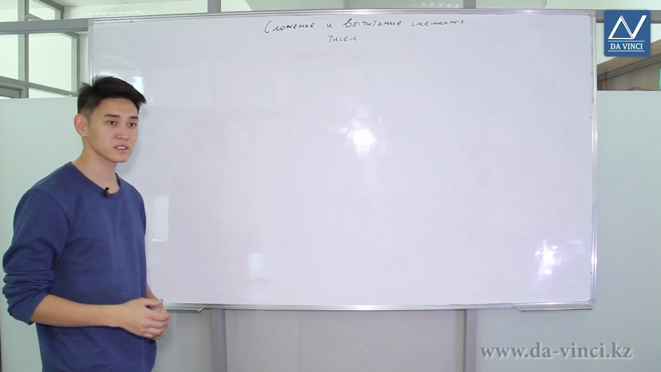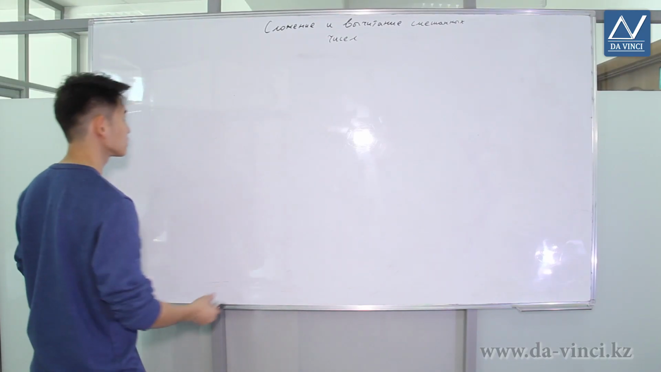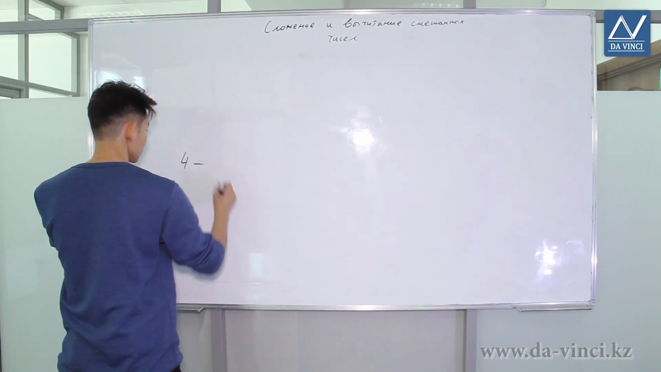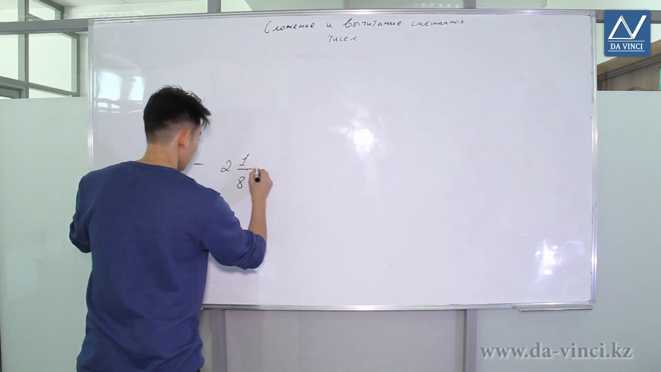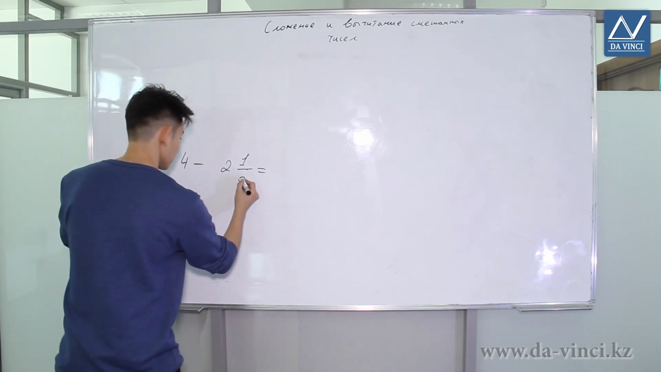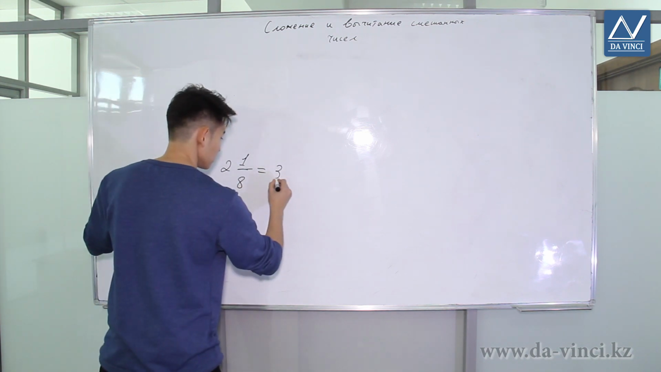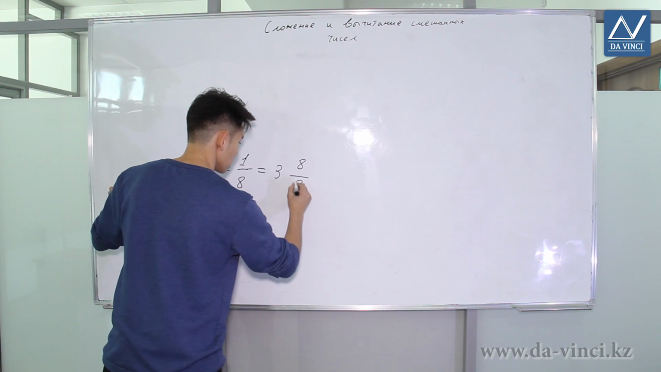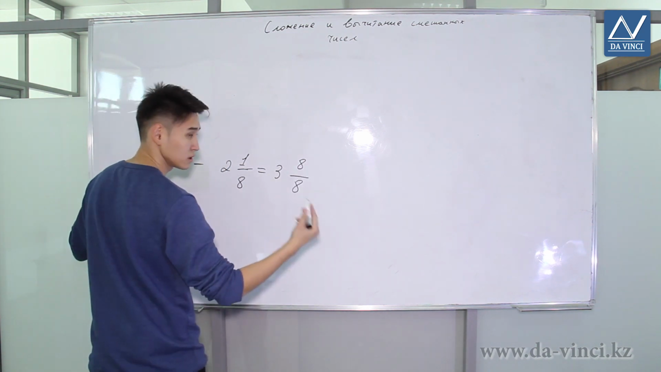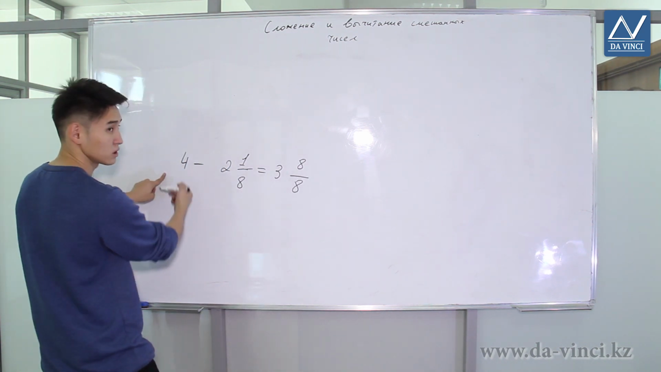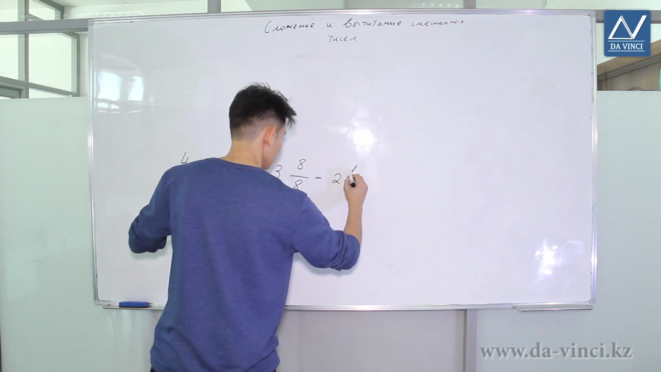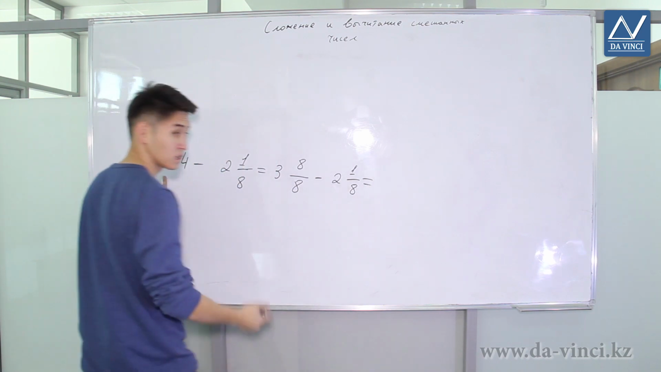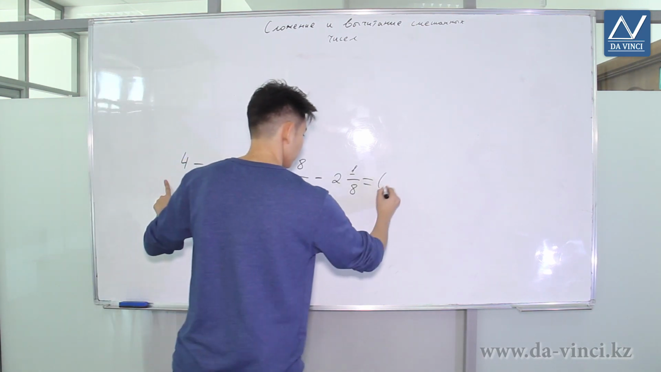And now we can perform all the operations in order to make a subtraction from an integer. 4 minus 2 and 1/8. How to calculate it? 4 can be represented as 3 and 8/8. 8 divided by 8 is 1. 3 plus 1 is 4. That is, nothing changes. Minus 2 and 1/8. Then we perform the operations that are familiar to us.